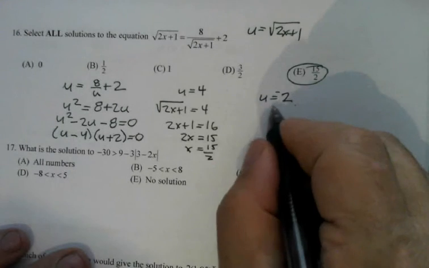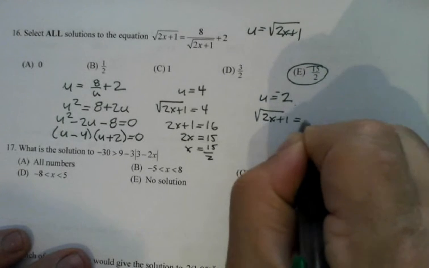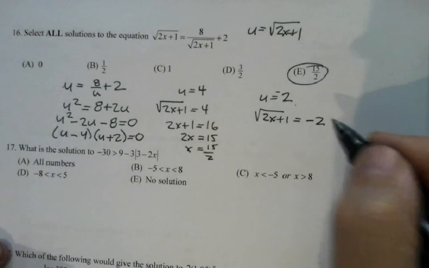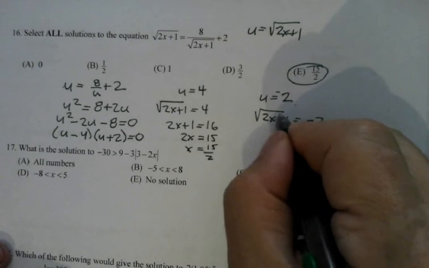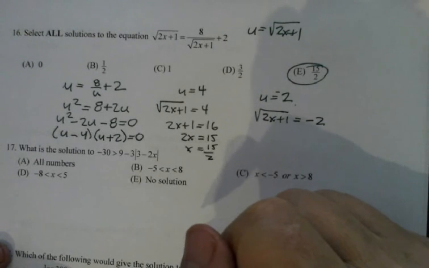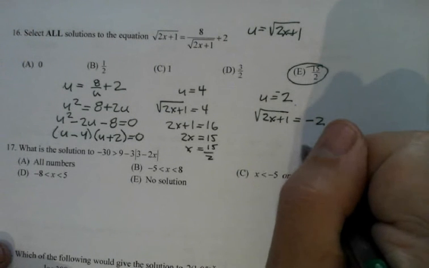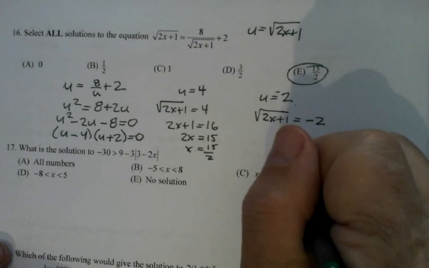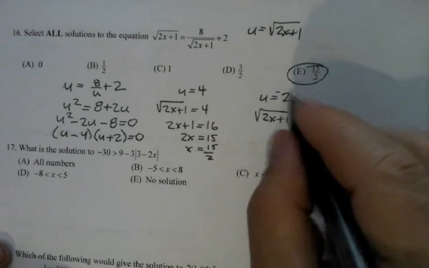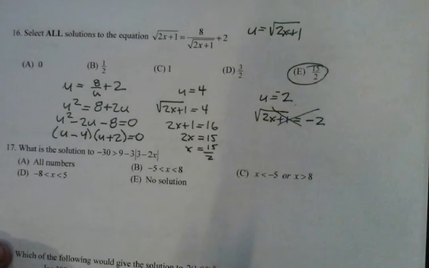Then we have u equals negative 2. Square root of 2x plus 1 equals negative 2. Now you have to be careful, because there's no way I can get a negative out of a square root. So this doesn't have a solution. Now if you go through and you solve it and you plug in and check, you'll find it doesn't work. But you have to be extra careful. So this can't happen. Therefore, my answer is only E.